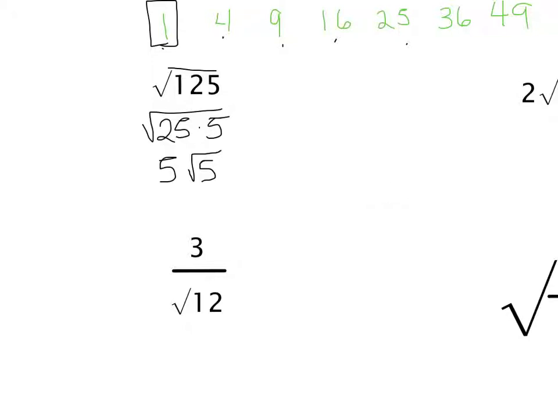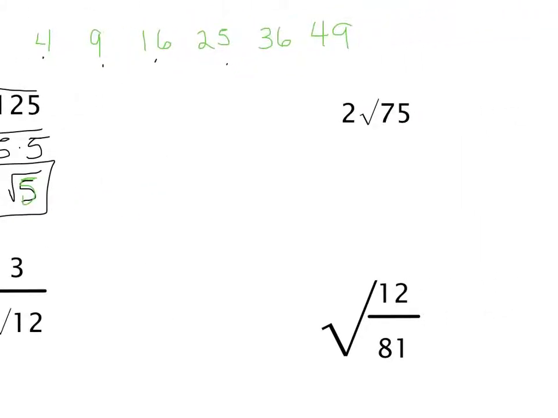So, there you go. That is my simplest form. There are no factors of the number on the inside here of that 5 that are perfect squares. That would make a difference. The 1 would not make a difference.